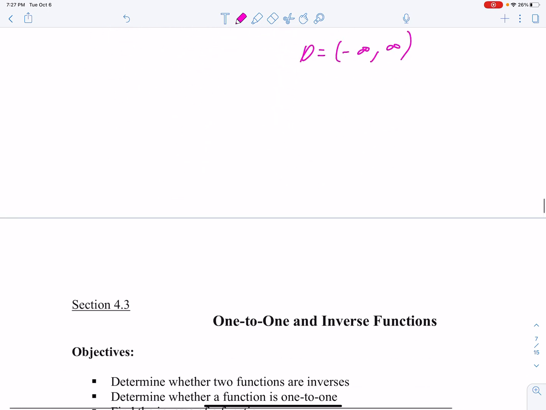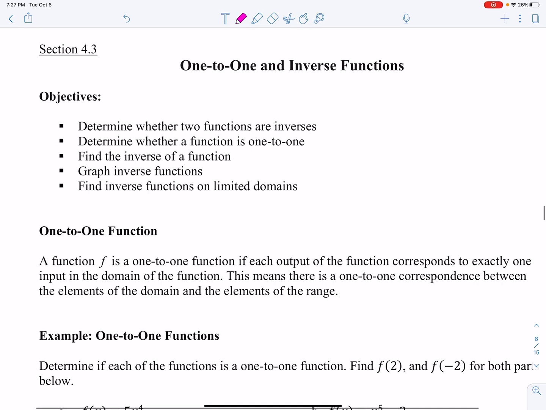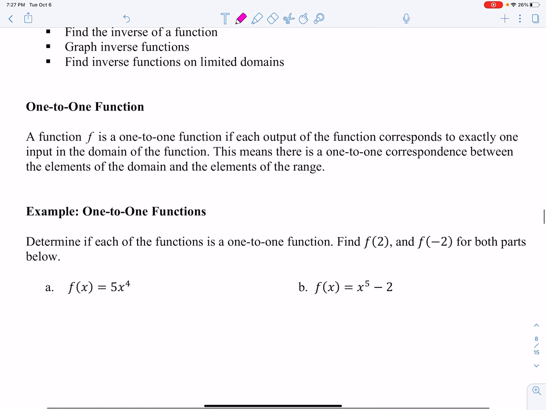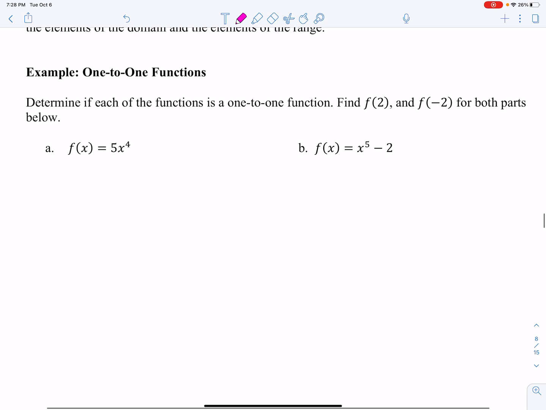Okay, moving on. So section 4.3, we have one-to-one and inverse functions. A function f is a one-to-one function if each output, each y value, of the function corresponds to exactly one input, an x value, in the domain of the function. This means there's a one-to-one correspondence between the elements of the domain and the range. Okay? All right. So, determine if each of the functions is a one-to-one function.